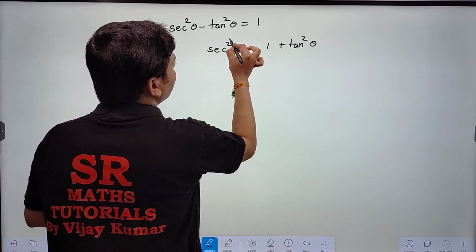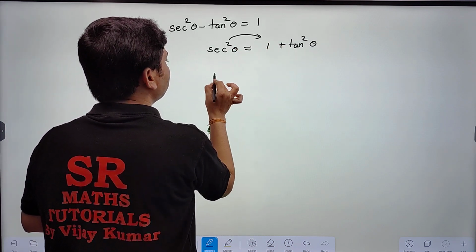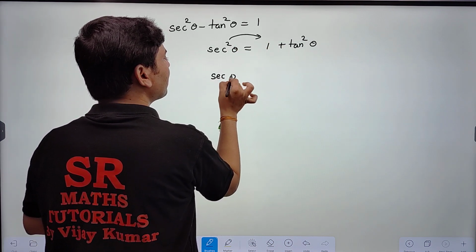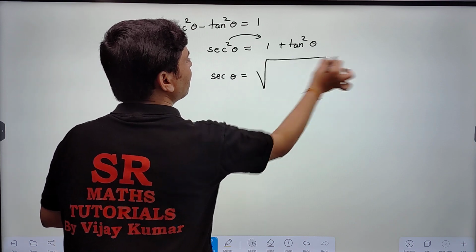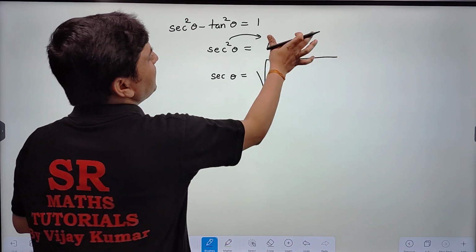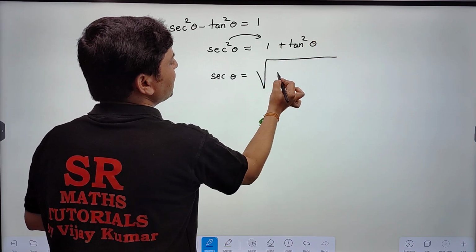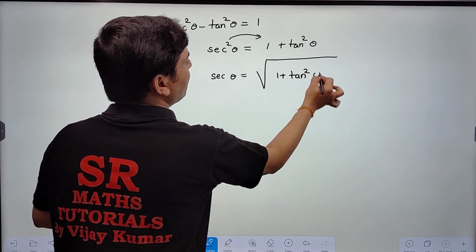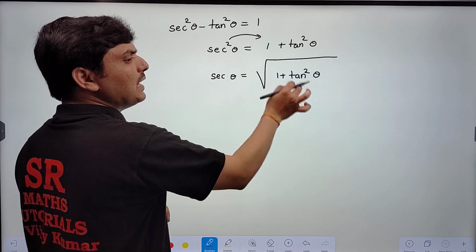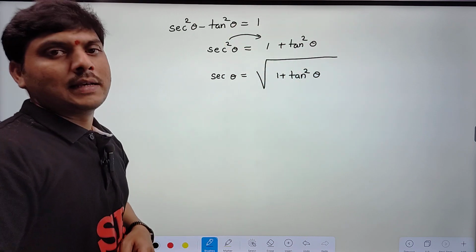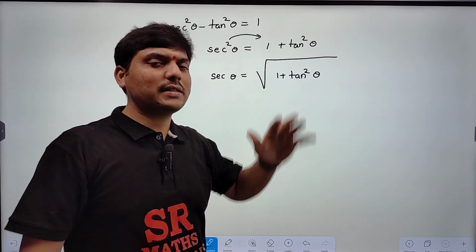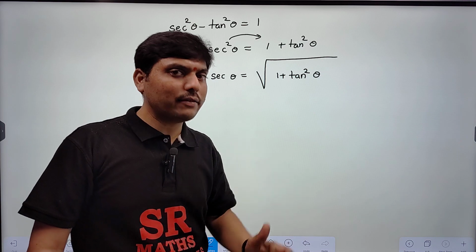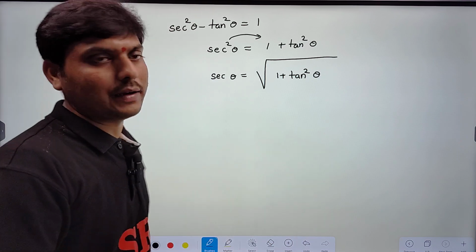What do you say about just secant theta? Secant theta formula is under root again. You write the right-side terms as they are, they cannot be changed, inside the root. 1 plus tan square theta is completely inside the root. Secant square theta value is 1 plus tan square theta. Secant theta value is under root 1 plus tan square theta.